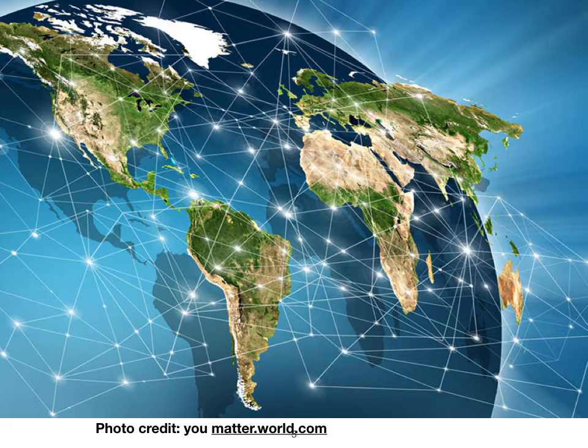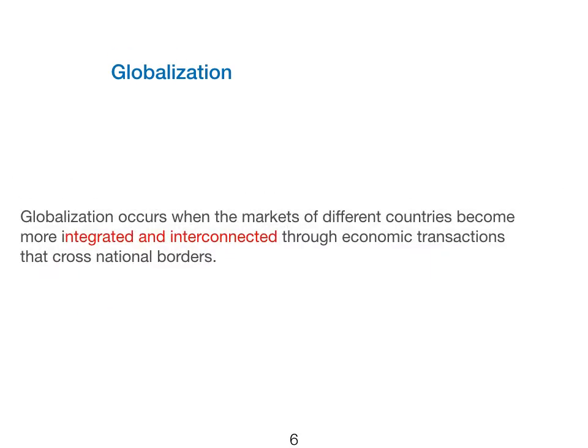So we'll be talking about globalization first. First, we need an understanding of what globalization is. Is it related to markets? Is it related to interconnectivity? Is it more about integration? One of the definitions, or ways we can describe globalization, is that it occurs when the markets of different countries become more integrated and interconnected through economic transactions that cross national borders. An important point here is integrated and interconnected through economic transactions.